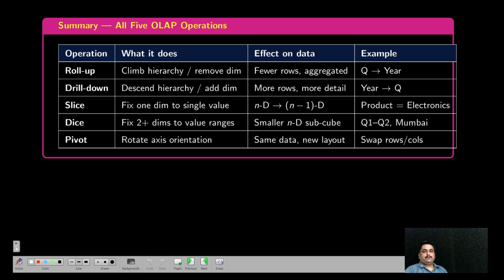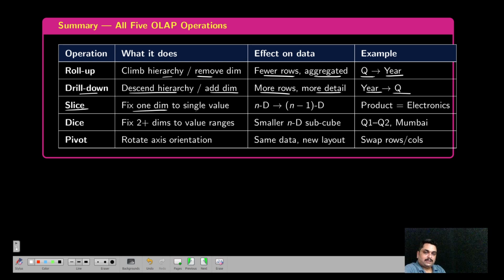So just to compare all the 5 OLAP operations. Roll up: it climbs the hierarchy or removes a dimension, going from a lower concept hierarchy to a higher concept hierarchy. It results in fewer rows and aggregated values. For example, quarter to year. Drill down: descend the hierarchy or add dimensions, from the top concept hierarchy to the lowest level in the hierarchy. Okay, more rows, more detail. Year to, for example, quarter, is drill down.